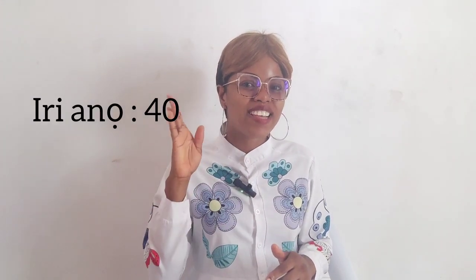Now 40 is iri anọ, 10 in 4 places. That is our 4th. Hope you're getting it. So 41 iri anọ na otu, 42 iri anọ na abụọ, 43 iri anọ na atọ, 44 iri anọ na anọ, 45 iri anọ na ise, 46 iri anọ na isii, 47 iri anọ na asaa, iri anọ na asatọ, iri anọ na itoolu.